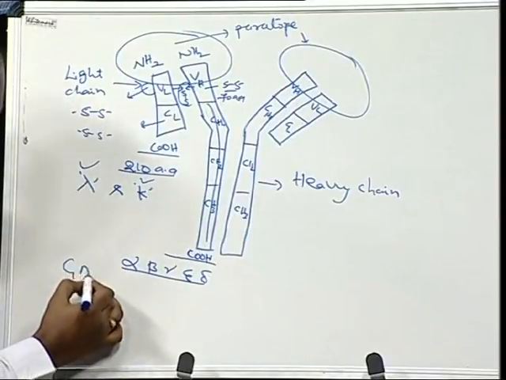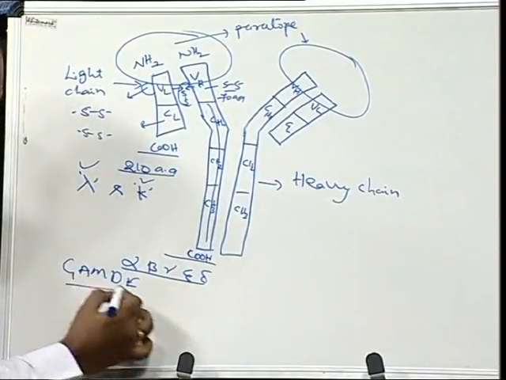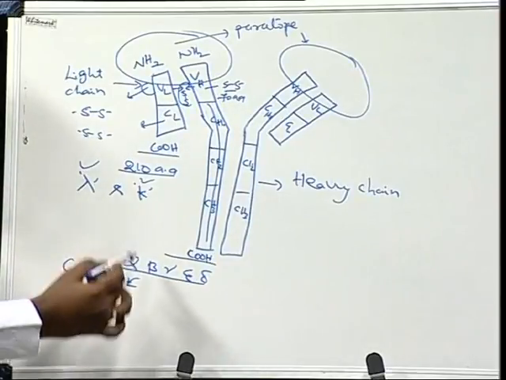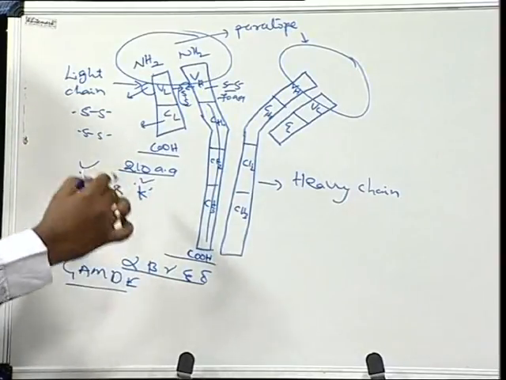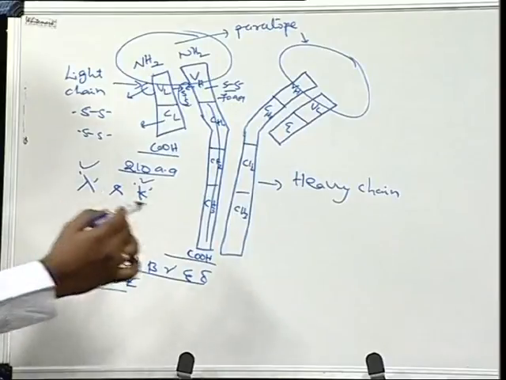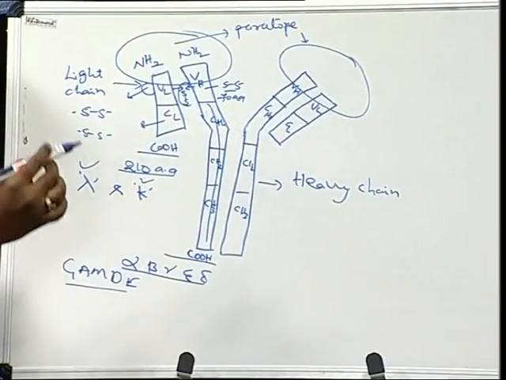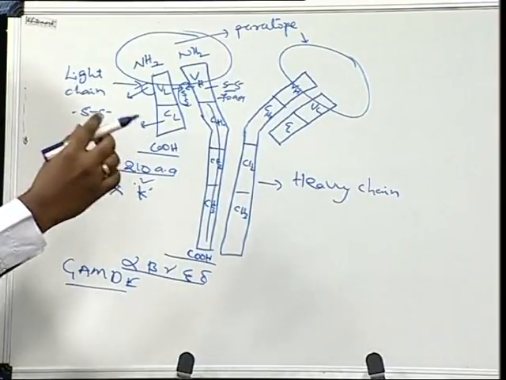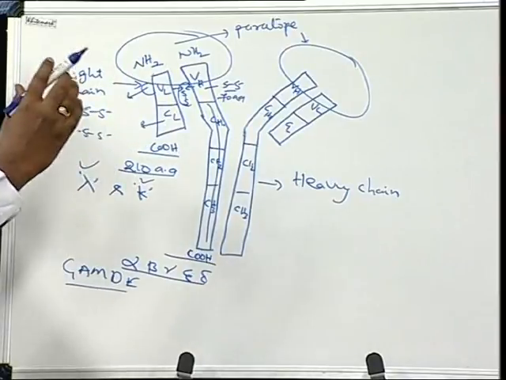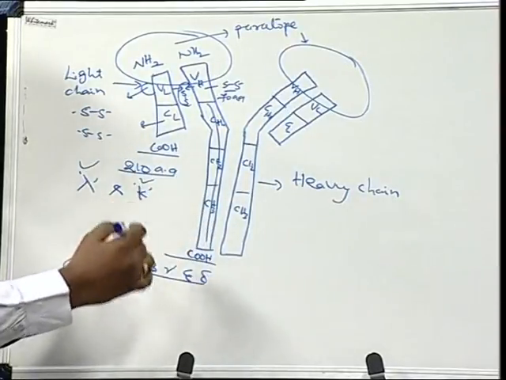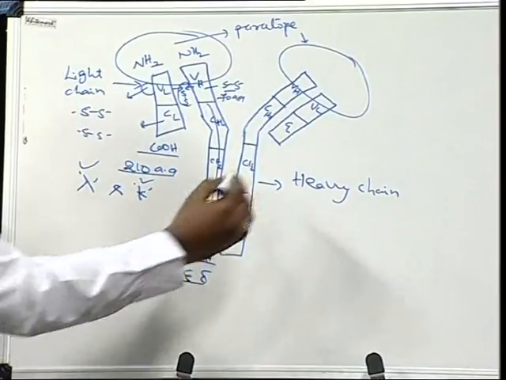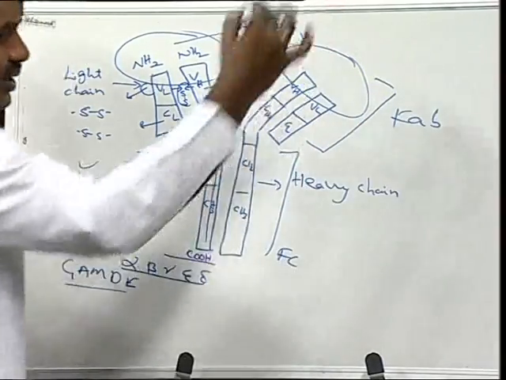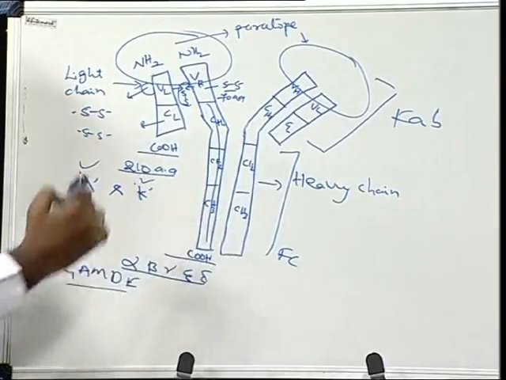So, GAMDE: immunoglobulin G, immunoglobulin A, immunoglobulin M, immunoglobulin D, immunoglobulin E. These different types of immunoglobulins are divided into 5 types based on the amino acid differences in the constant region of the heavy chain. This portion is known as FC and this complete portion is known as FAB, fragment of antibody binding site, and fragment of crystallization.